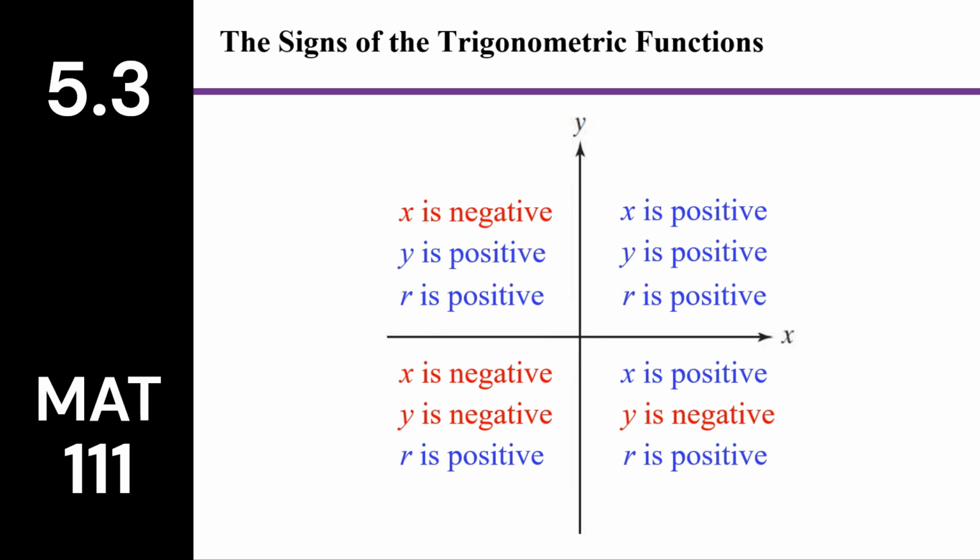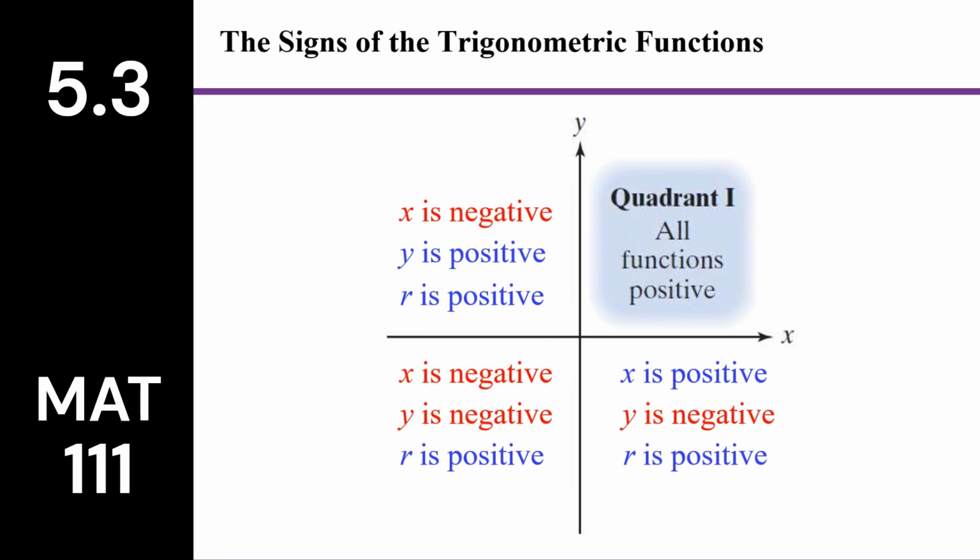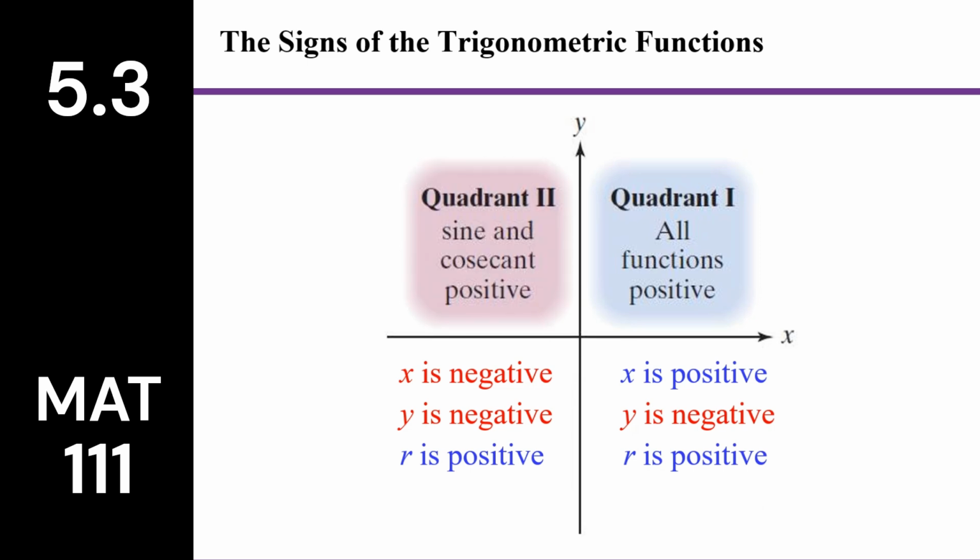Recall that the 6 trig functions are made up of a fraction of 2 out of the 3 x, y, and r values, and so no matter what fraction you make in the first quadrant, the 2 values are positive, so it will reduce to a positive. So in quadrant 1, all the functions are positive. In quadrant 2, notice that the only way to get a positive is if your fraction involves y and r. Since sine is y over r and cosecant, its reciprocal, is r over y, those are the only 2 that will be positive. The other 4 will be negative.